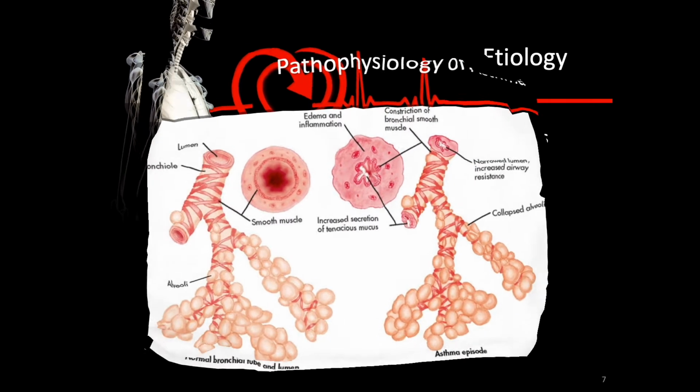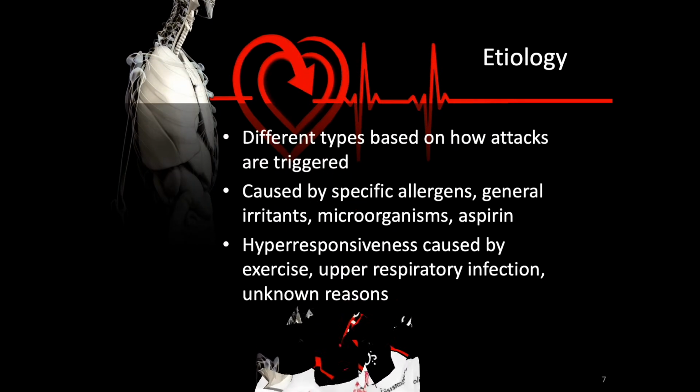Asthma can be triggered by many different things. Sometimes it occurs in the presence of specific allergens or general irritants such as cold air, dry air, fine airborne particles like smoke, microorganisms, and even aspirin and other NSAIDs. Increased airway sensitivity can occur with exercise or upper respiratory illness, or even for reasons that we don't know.